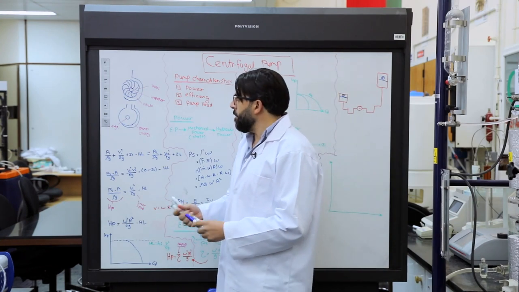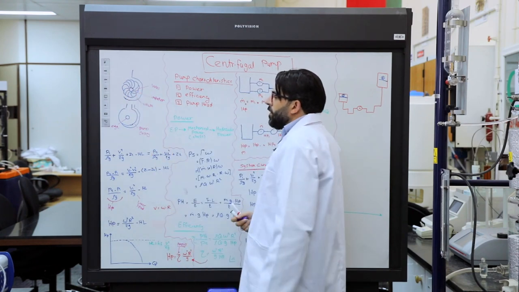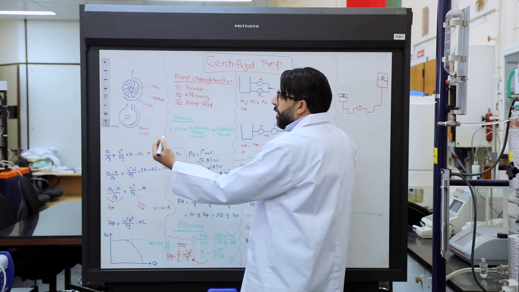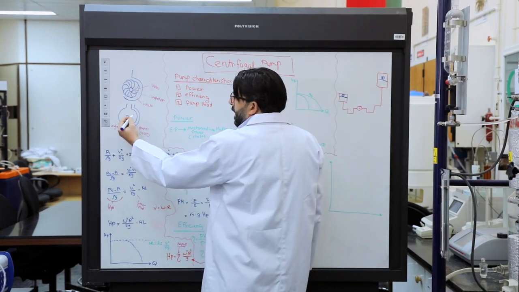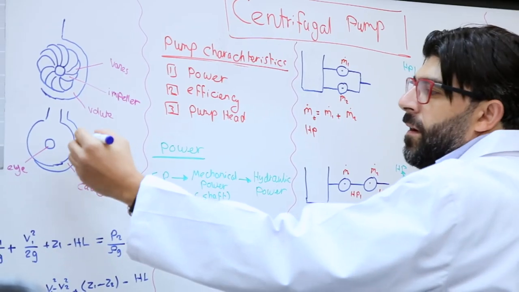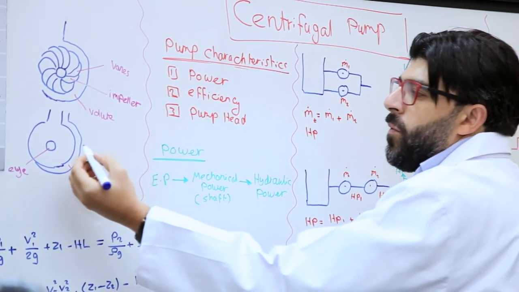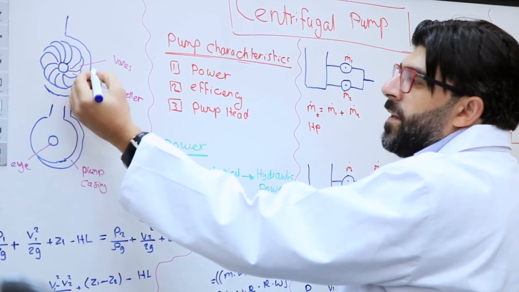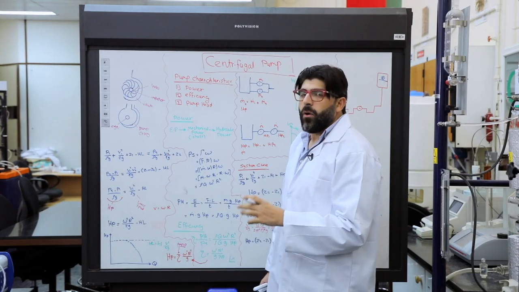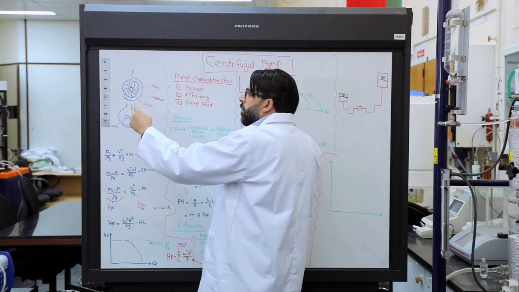So pump is a tool that converts the kinetic velocity of a fluid into head or into pressure. So fluid enters the eye of the pump, and then we have a rotating impeller. This rotating impeller puts some kinetic speed into fluid. And then when the fluid exits from the impeller, then there's a volute, and this volute is static. So fluid loses all its kinetic energy, and all this energy is converted to head.